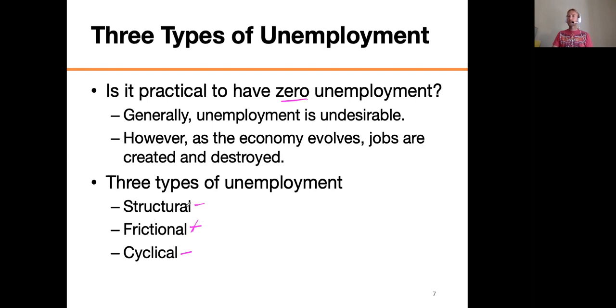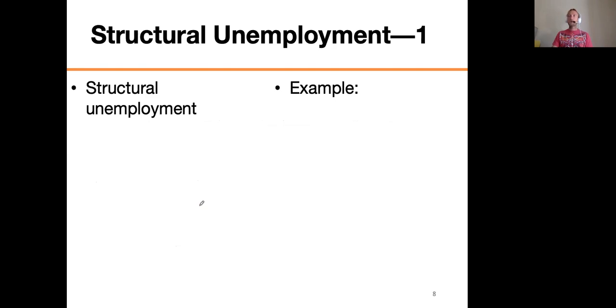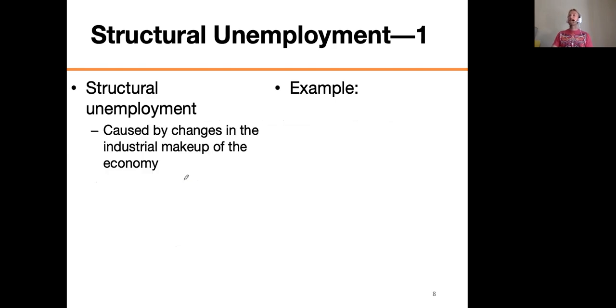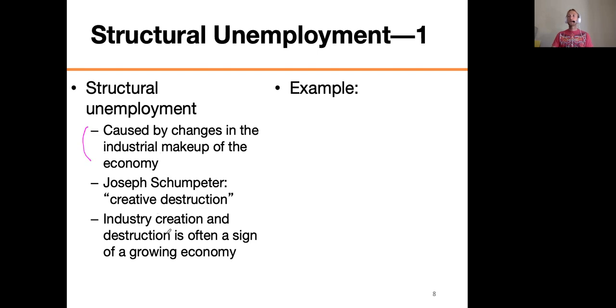All right, let's hit it first with structural. Structural unemployment is caused by changes in the industrial makeup of the economy. As our economy is growing and evolving and becoming more advanced, better even we might say, the industries change, right? Joseph Schumpeter, an economist, called this creative destruction. The industry creation and destruction is often a sign of a growing economy, and that's a good thing.